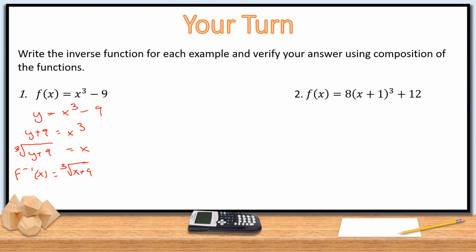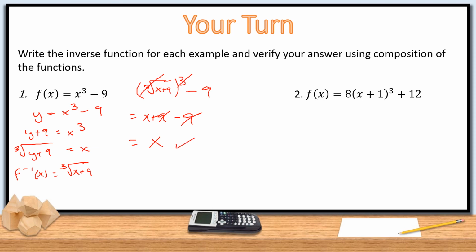Then verify it. So we're going to substitute in instead of x. So we got cube root of x plus 9, all to be cubed, minus 9. So the cube root and the cube will cancel. So we get x plus 9 minus 9. 9's cancel. We're left with x, verified.